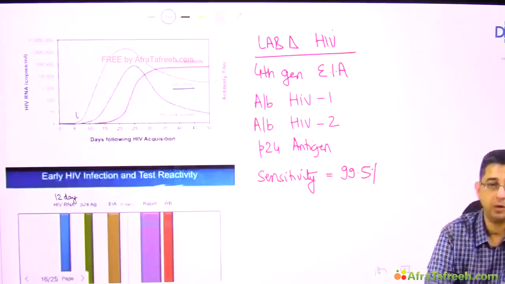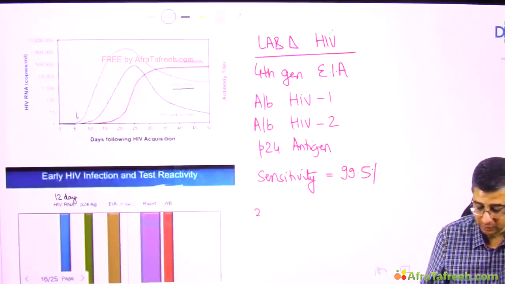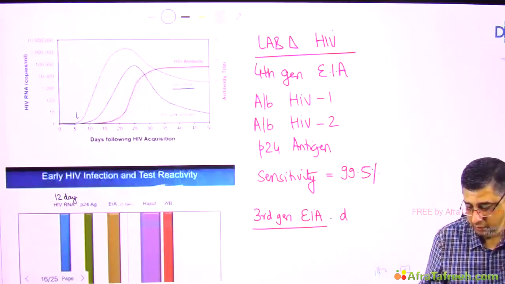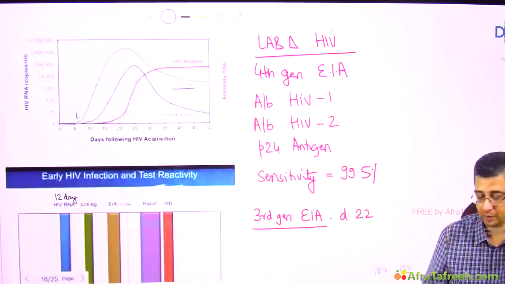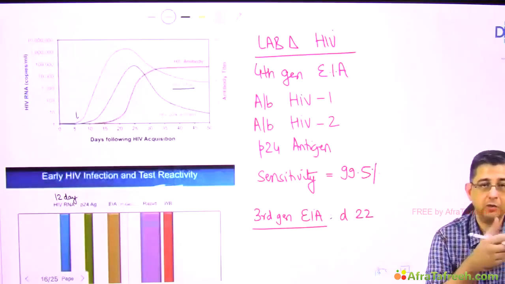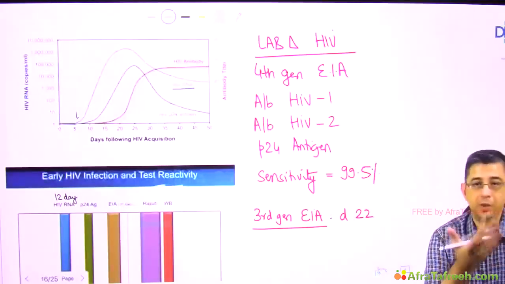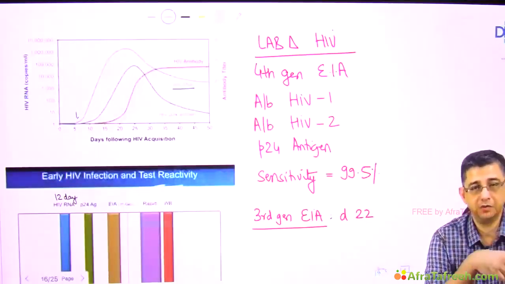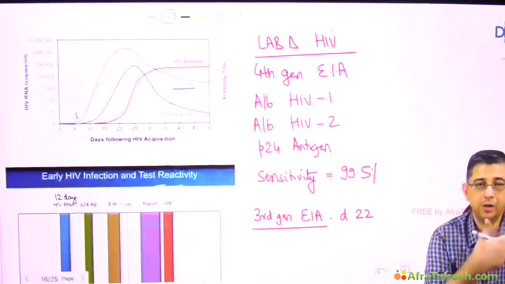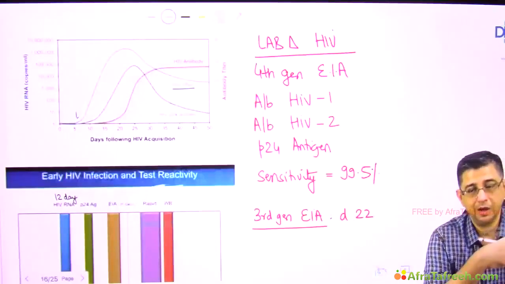I would like to remind you that when it comes to a third generation enzyme immunoassay (EIA), the test used to turn positive usually by day 22 of infection. Let me put it like this: a college student went to a red light area with his friends, under peer pressure, to prove his manliness, and had an unprotected sexual exposure, and now he's very worried.